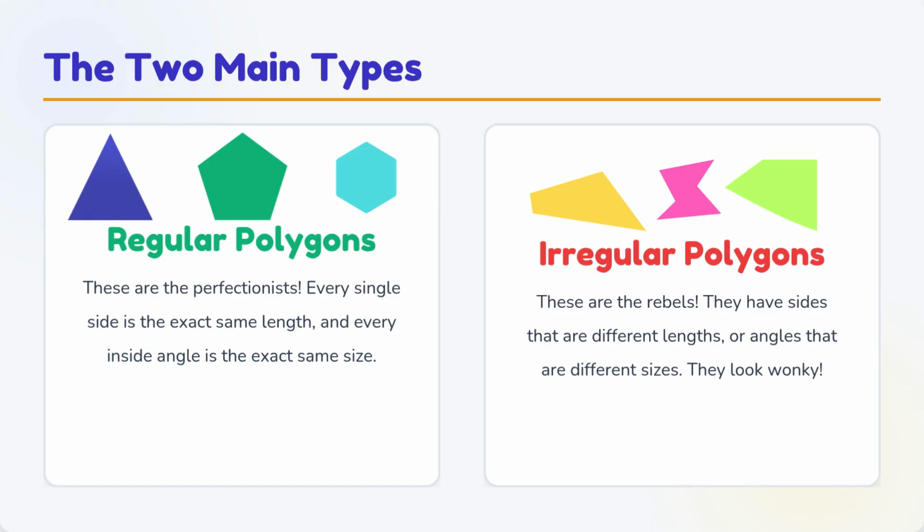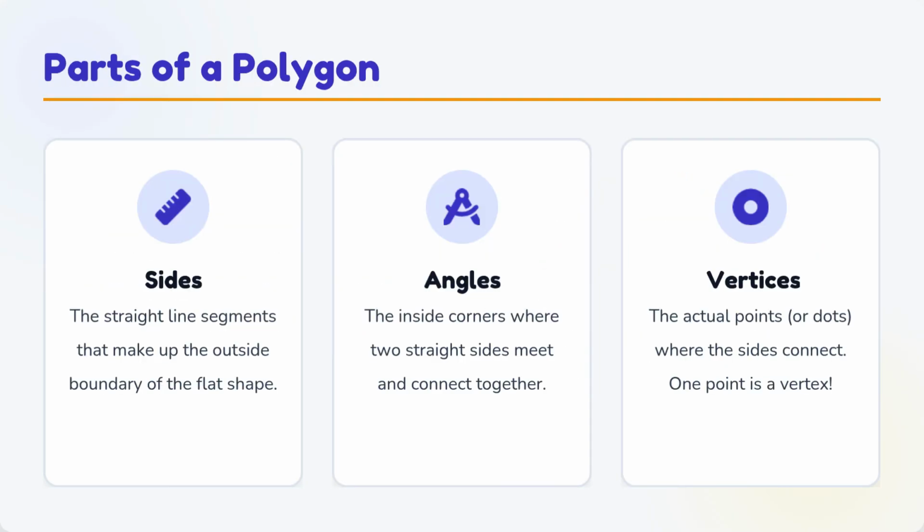Once a shape is officially a polygon, it belongs to one of 2 main families. First, we have the regular polygons. Think of these as the perfectionists. Everything about them is perfectly balanced. Then we have the irregular polygons. These are the rebels of the math world. They like to mix things up and look a little bit wonky.